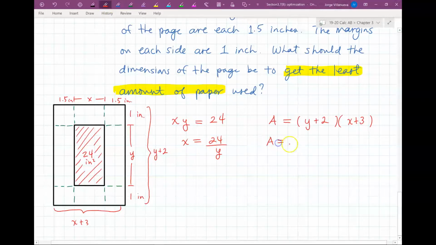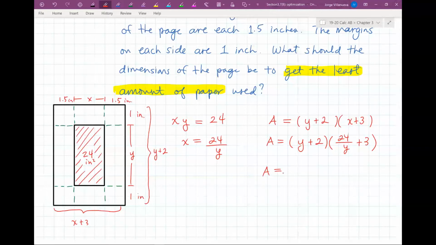So A equals y plus 2 times 24 over y plus 3. And what I'm going to do is something that you may not want to do, but we're going to do it anyway. We're going to distribute this out. Okay? We're going to distribute this whole thing out. Because I don't want to do a product rule with this. I don't know about you guys. I'd rather just distribute it, get a bunch of little power rules, and be done with it, right?